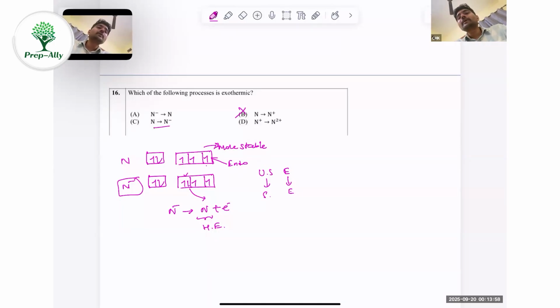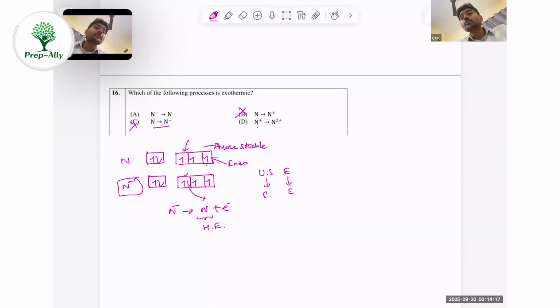Similarly, for N to N minus, addition of an electron is difficult. You can't add the electron easily. That is not exothermic, since you are disturbing the stability, so you need to apply more energy to disturb that. So that process is also endothermic. This is also not our answer.